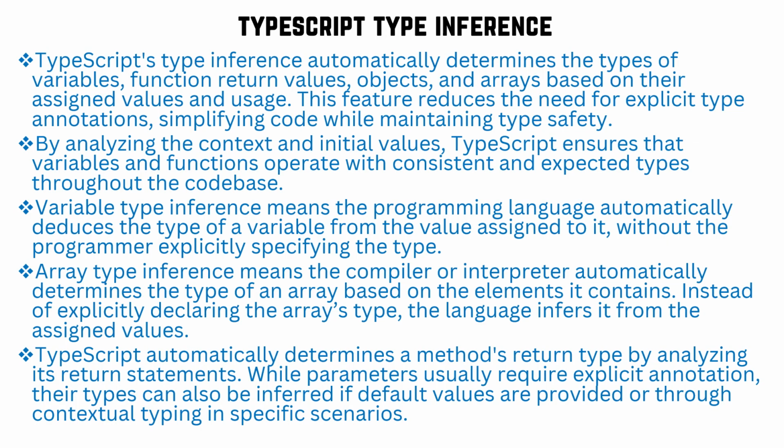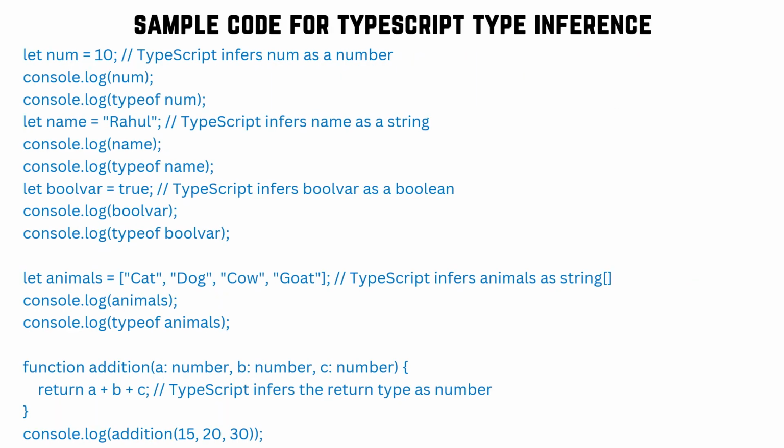Instead of that, we can assign the value, and whenever we are running, based on the value it will behave. So that is called TypeScript type inference. And type inference can occur at variable level, function level, object level, or array level based on their assigned value and usage.